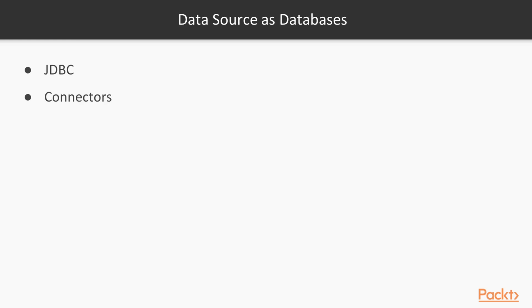Spark can load data from any relational database that supports Java Database Connectivity, JDBC, including MySQL, Postgres, and other database systems. To access this data, we construct a JDBC RDD and provide it with our Spark context and the other parameters. Let's see the code sample.